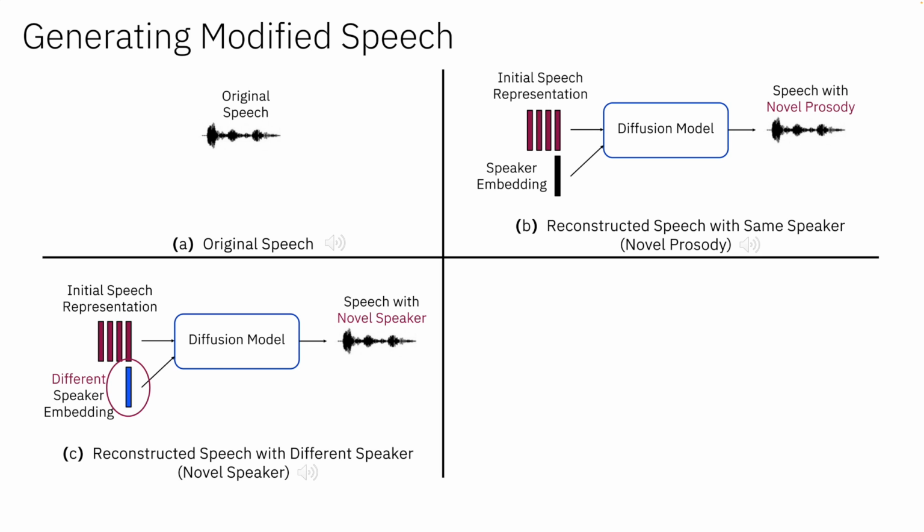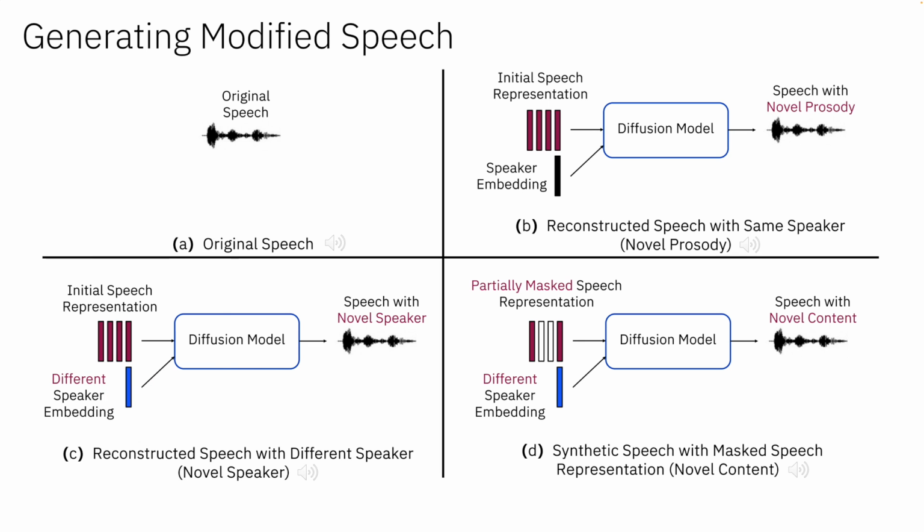Finally, in the fourth level, in addition to changing the speaker embedding, we also partially mask the speech representation. The synthetic speech would then contain novel content fabricated by the diffusion model itself.